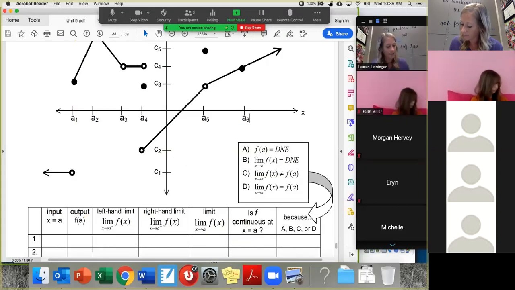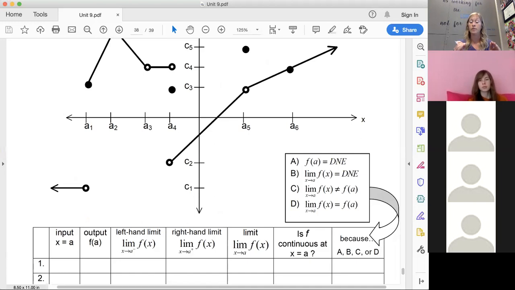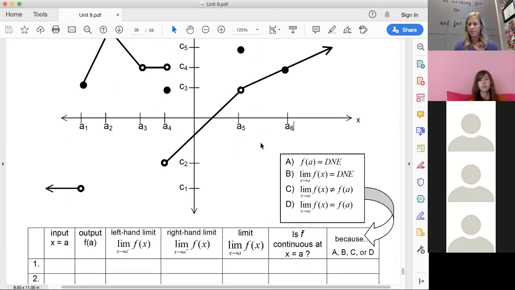This last one right here is not a reason for being discontinuous. This is the one that you choose for it being continuous. The limit exists, and the function value exists, and they're equal. So that last reason is not a reason for it being discontinuous, but rather if you chose continuous, that's the only reason you may choose, because it has to all be true. The function value exists, the limit exists, and they're equal. So does that table kind of make sense as to what you're doing?